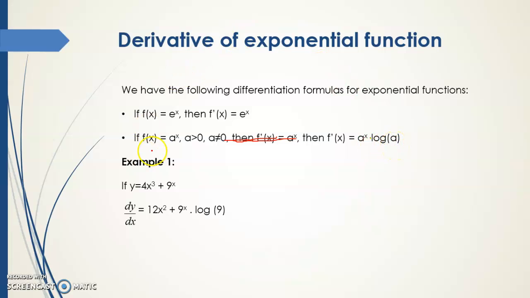Okay. So for example, this is the equation 4x cube plus 9^x. So this is the sum rule. For 4x cube, this is the power rule, so it will be 4 into 3, x raised to power 3 minus 1. So it is 12x square plus 9^x. This is your exponential function in which we have to use this formula, so this will be 9^x into log 9. So this is the answer.